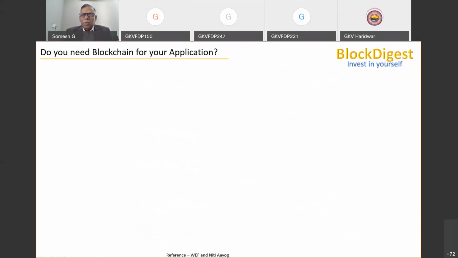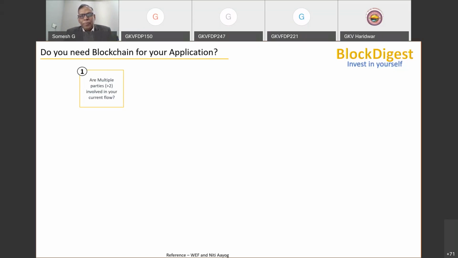Now, a question with so many limitations and so many advantages, do we really need to go through blockchain? So this is a framework for evaluating blockchain use cases that was initially developed by World Economic Forum Davos and was adapted by Niti Aayog in its report earlier this year. I'm going to present that. So you have a use case, you want to know whether blockchain can be applied to it, or should it be implemented on blockchain.